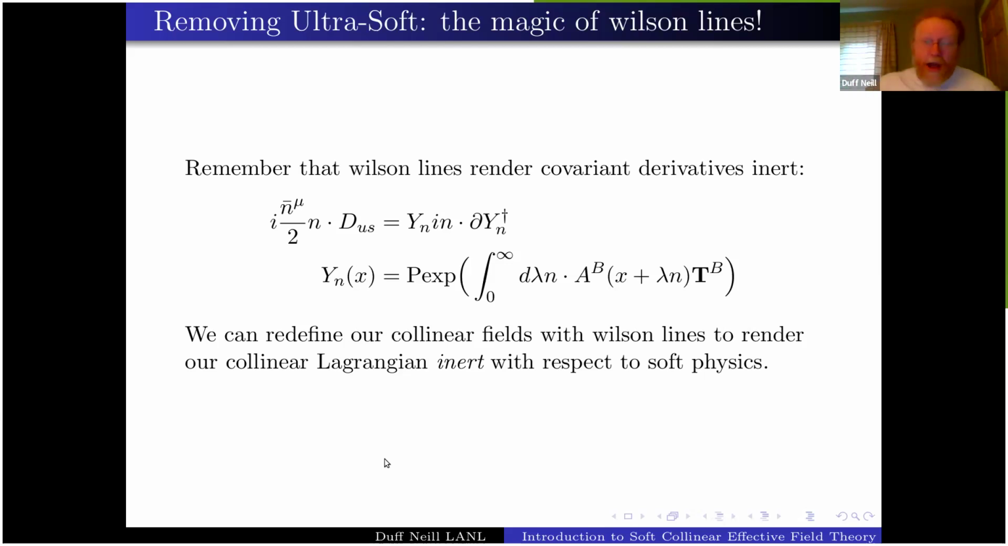So we'll be able to get rid of any ultrasoft content of my collinear Lagrangian by just doing a field redefinition, where I just go and redefine all of my collinear field operators with a soft Wilson line. And that will basically render all ultrasoft derivatives inert and remove all ultrasoft physics from my Lagrangian.